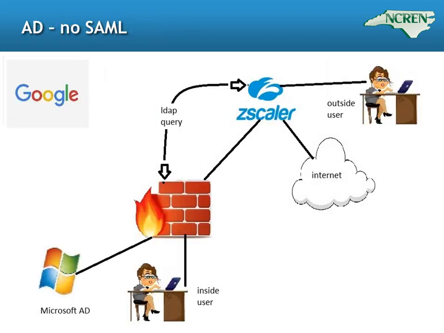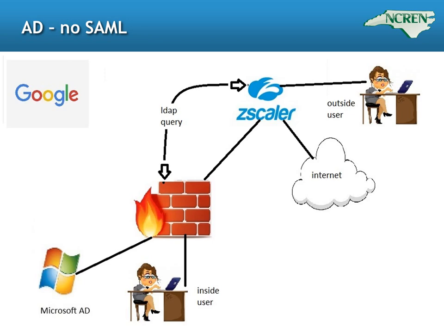So, could you use both Active Directory and SAML at the same time? Well, this shows typically what we'd be doing if you're using Active Directory, because currently, if you have a user inside, you have a user outside, Zscaler would query Active Directory inside in order for that user to be able to get to the internet. They'd have to be doing an LDAP query, okay?